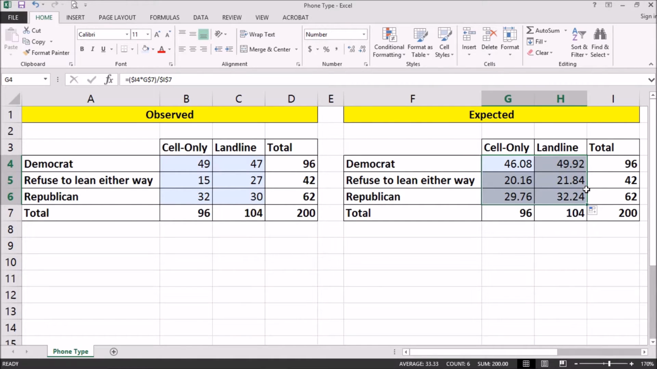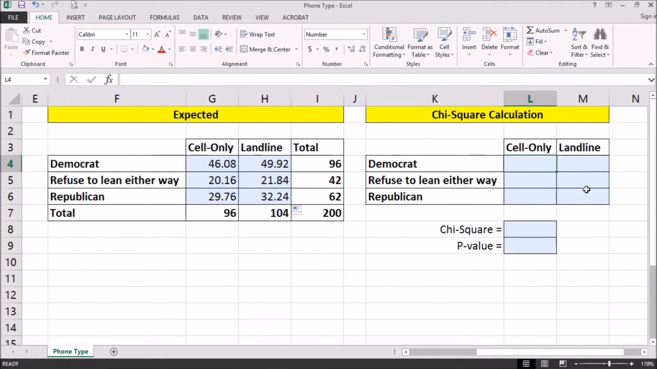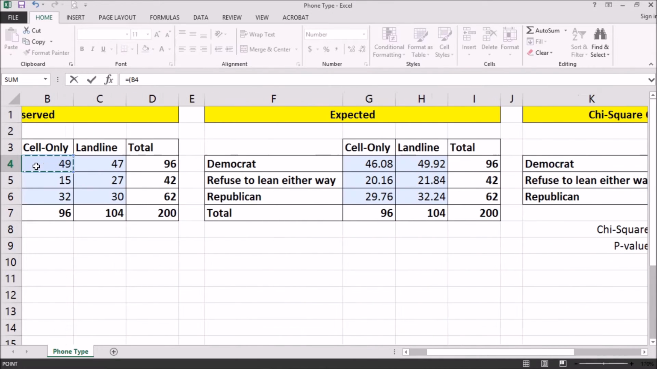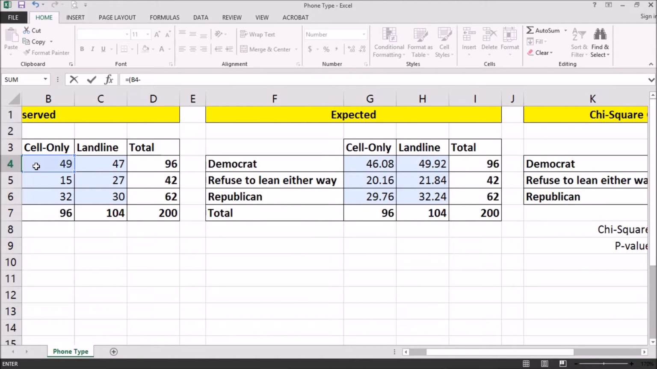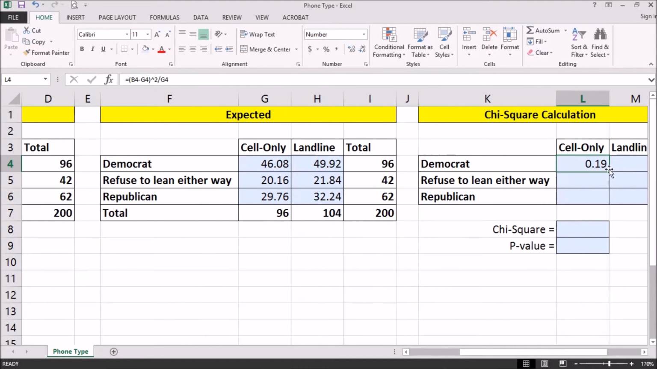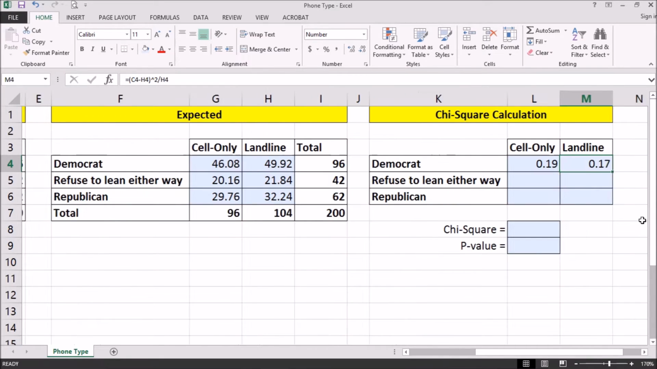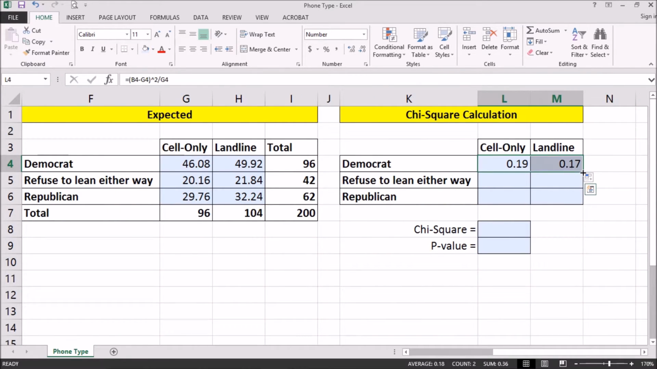So now we have our observed values and our expected counts, and now we can do our chi-square calculations. We need to take the difference between our observed and expected counts, square that difference, and then divide by the expected values, and we can drag this through our table. And now we come up with our chi-square statistic for each cell.